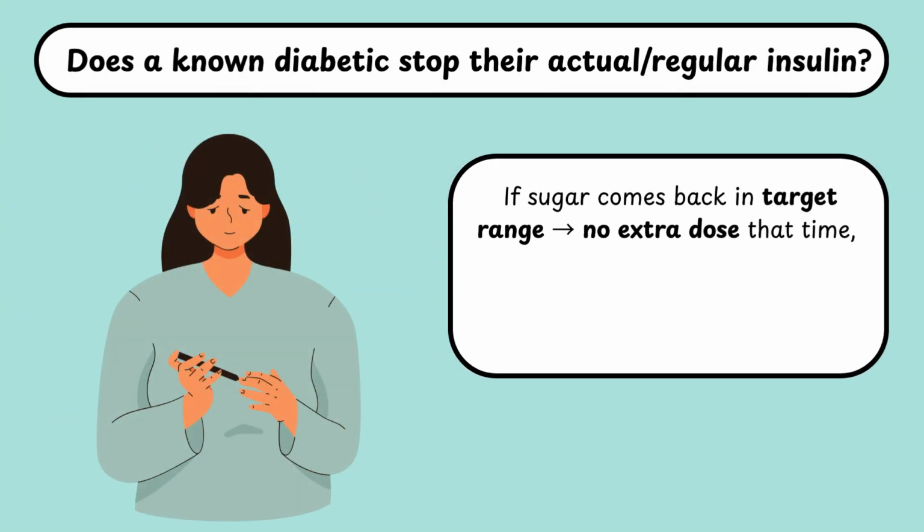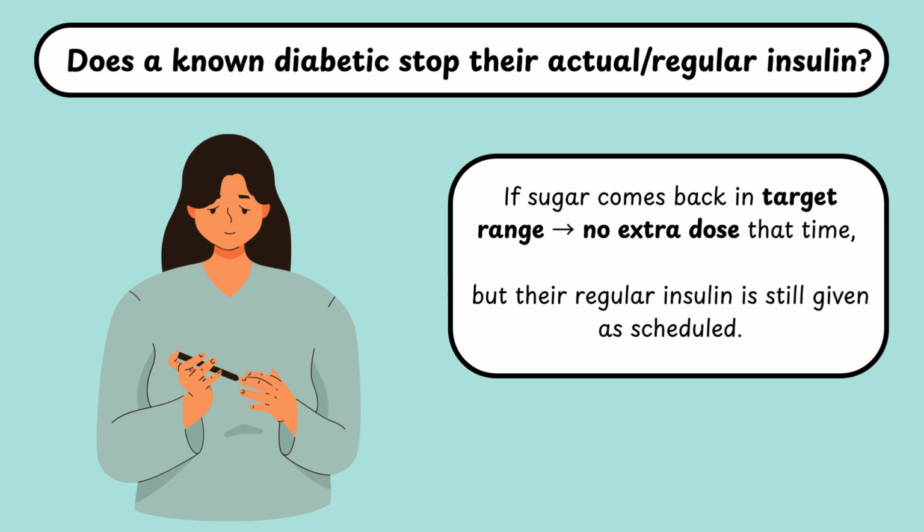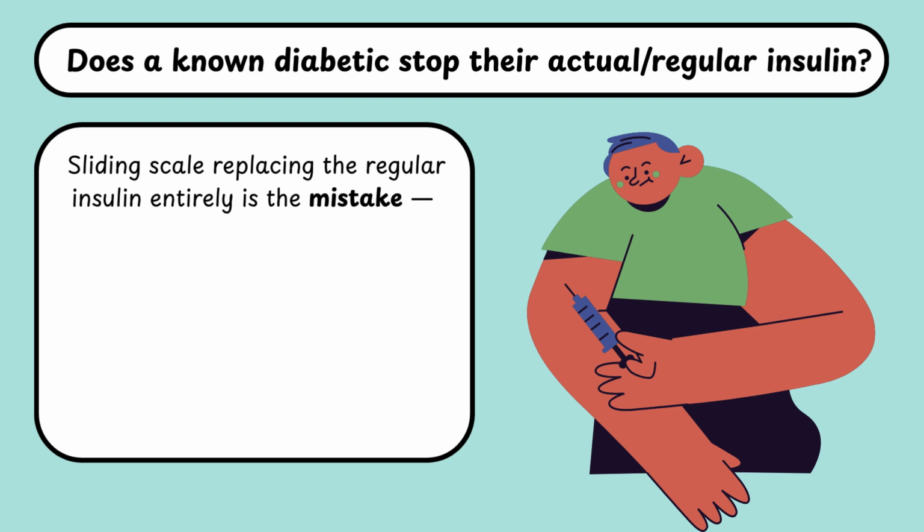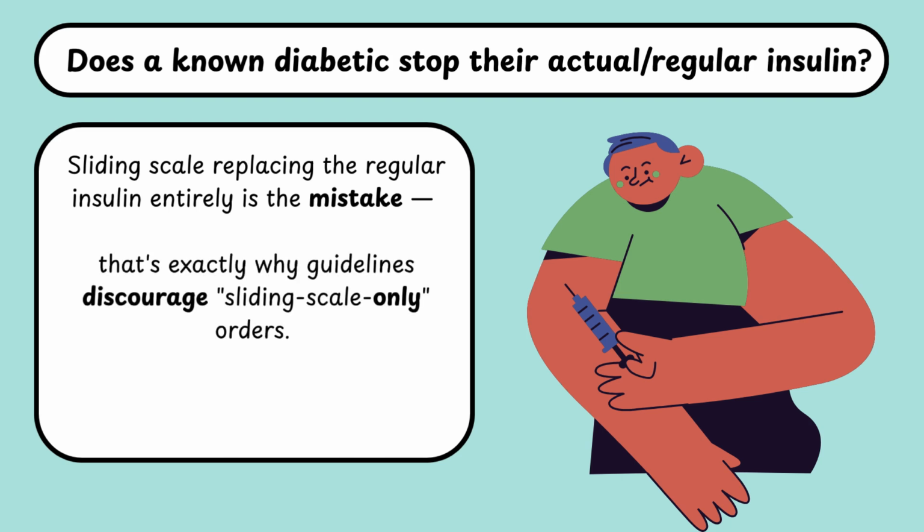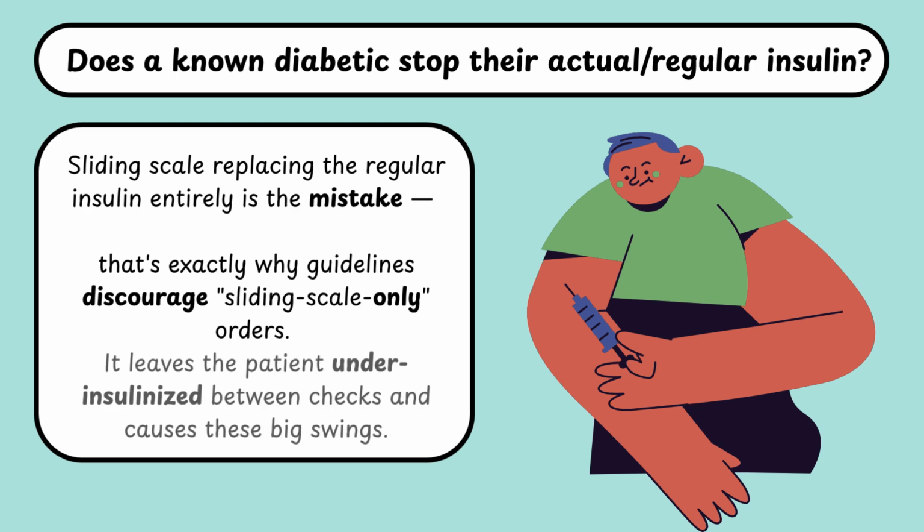If sugar comes back in target range, then no extra dose that time. But their regular insulin is still given as scheduled. Sliding scale replacing the regular insulin entirely is the mistake. That's exactly why guidelines discourage sliding scale only orders. It leaves the patient under insulinized between checks, and causes these big swings of blood sugar levels.